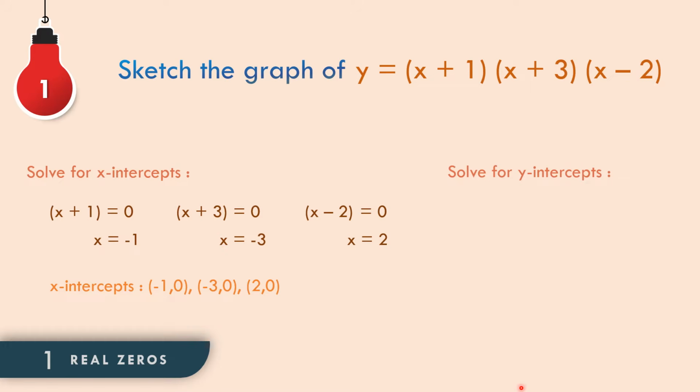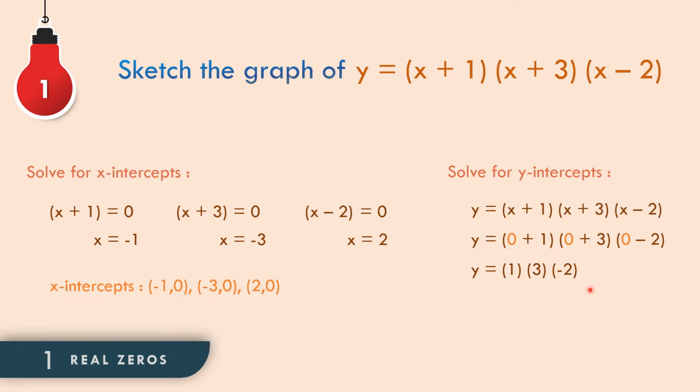So let us try to solve for the y-intercept. Let x be equal to 0. We need to replace the value of x by 0 in the given equation. So that becomes y is equal to 0 plus 1, 0 plus 3, and 0 minus 2. 0 plus 1 is equal to 1. 0 plus 3 is 3. 0 minus 2 is negative 2. Then let us multiply. So the value of y is equal to negative 6. So the y-intercept is 0, negative 6.